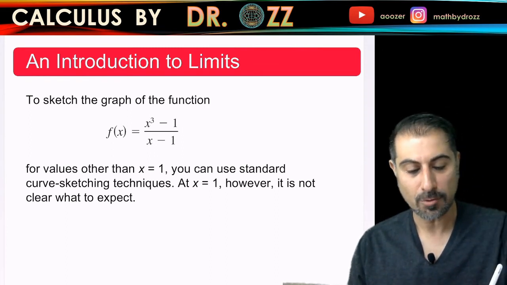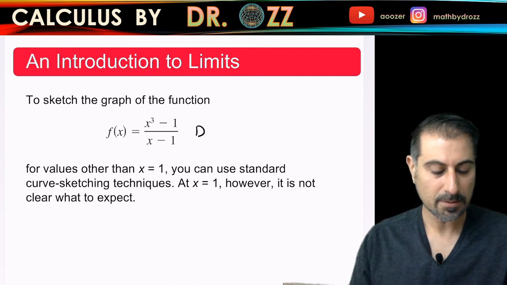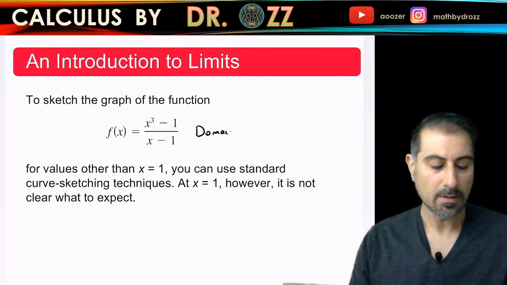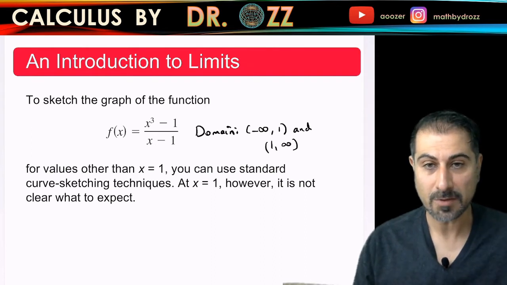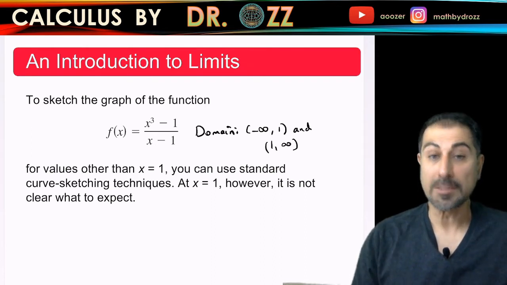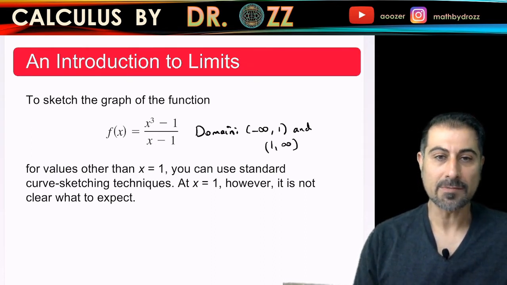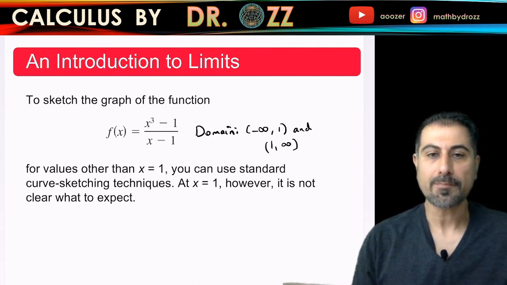And we know that the domain of this function is all x's from negative infinity to 1 and 1 to infinity, because x equals 1 makes the function 0 over 0, which is undefined. So we have to exclude 1 from the domain.